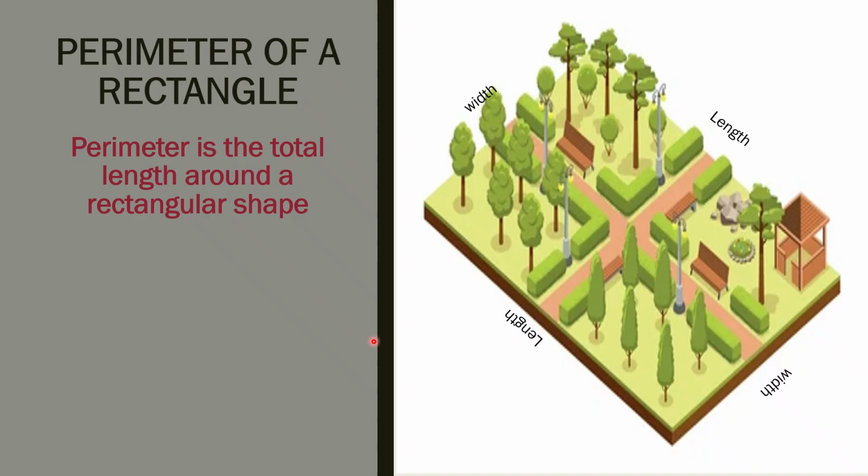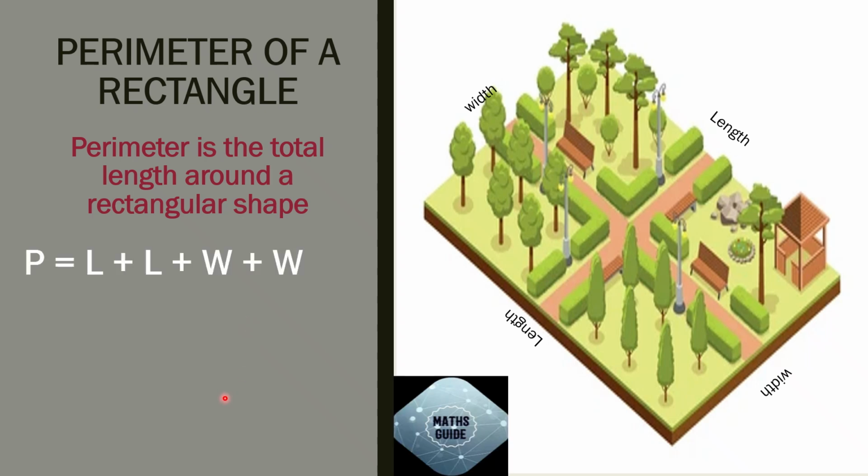Look at this garden. It is in a rectangular shape. It has two lengths and two widths. So if the total length around the rectangle is the perimeter, we can say that perimeter is equal to two lengths and two widths. We can write it as 2L plus 2W. It means the sum of all four sides. So in short form, we can write the perimeter of a rectangle as 2 into (length plus width). It means length is twice and width is twice. And if we add length plus width and multiply it by 2, we get the perimeter.